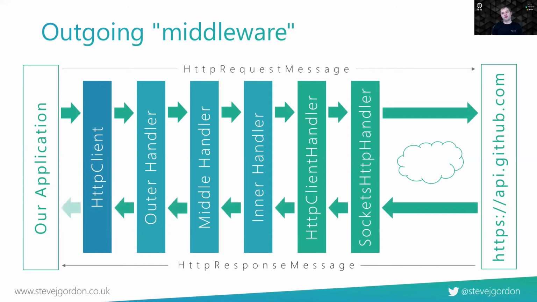So perhaps you want to do some validation before requests go out. Perhaps you want to do some additional header manipulation or some kind of cache control on the responses. Or maybe you want to talk to an external OpenID Connect server to get a token and apply it to the requests on the way out. All of that is possible with these kinds of cross-cutting concerns of handlers.